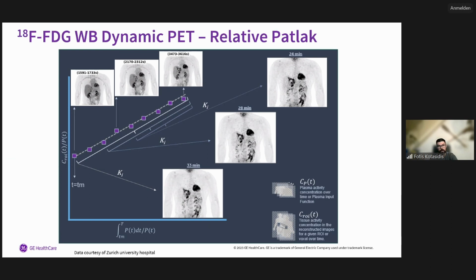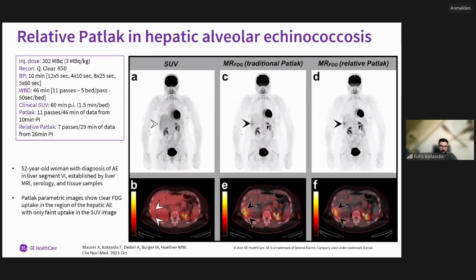echinococcosis in the liver, and you can see the effect of using a reduced number of dynamic frames in order to get your relative Ki image. With echinococcosis, we just published a case study of a patient where we analyzed the data with normal Patlak and with relative Patlak, and as you would expect, you can see the improved contrast in the liver that you get with both absolute and relative Patlak compared to the SUV image itself.